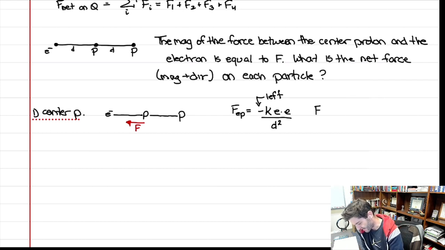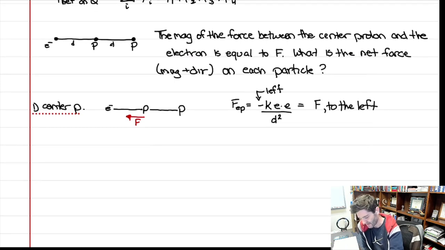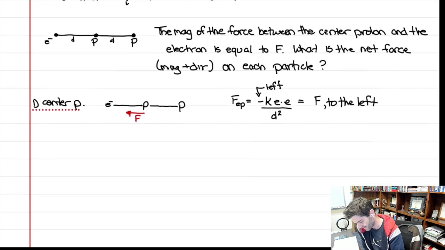And then we called that F. Just write that we call that F, and then specify to the left. Its magnitude, k e squared over d squared, is F, and then it's pointing to the left.